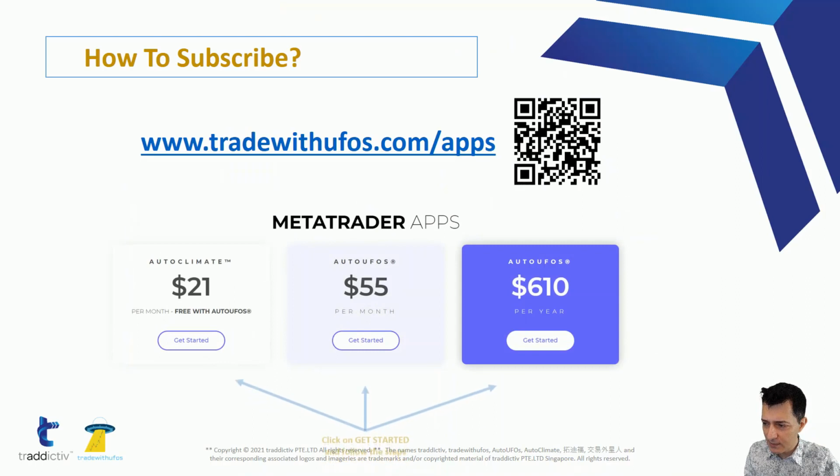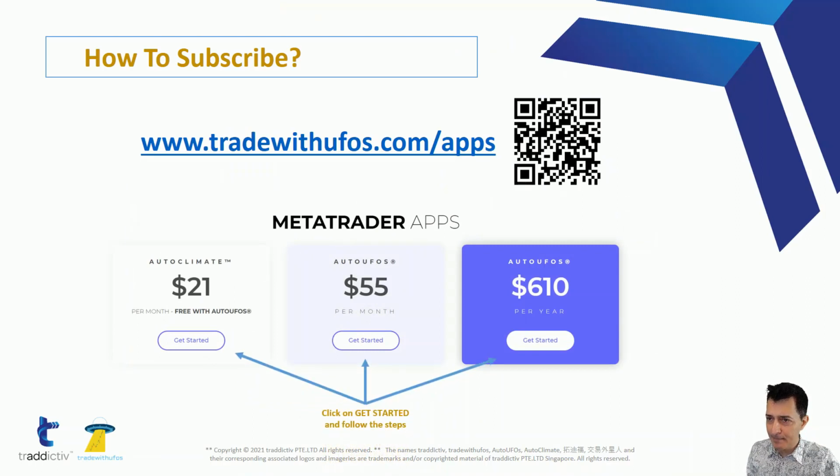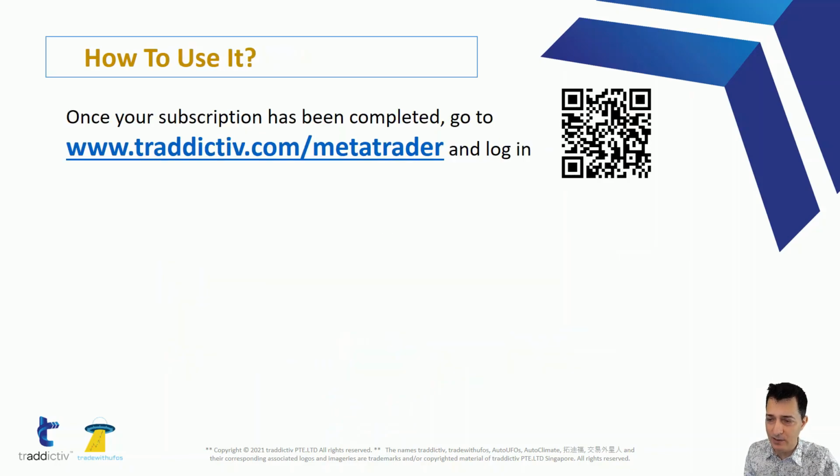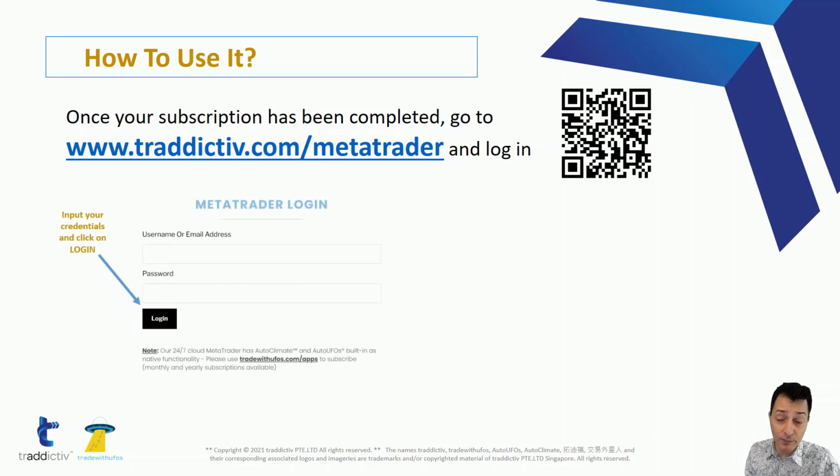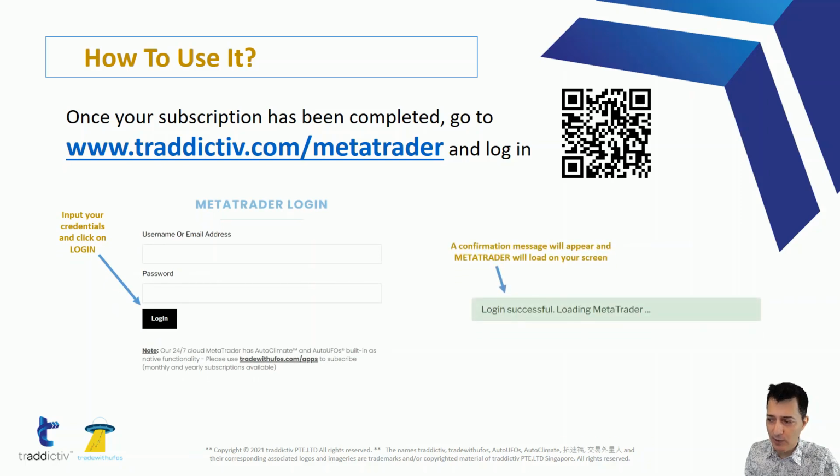So you have three choices, and that's basically it. You just click Get Started, and then you follow the process and add your name and so on. Once you are subscribed, accessing MetaTrader is actually very easy. You just come to our website, traddictiv.com/MetaTrader, or here's another QR code for you to scan. The moment you go to this website, there is a place for you to input your credentials that you will have once you have subscribed, and then you click login, and you will get the message login successful, and it gets you into MetaTrader.